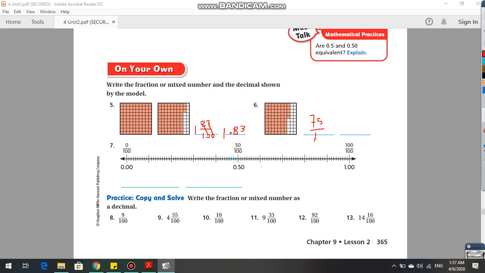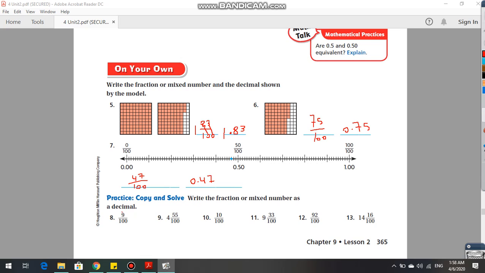So how I'm gonna write it as a decimal? I can say 0.75. Now here, this one actually it's easy. I'm not gonna count all this. I'm gonna just skip count backwards. So 50, before 50, 49, 48, 47. So it's 47 over what? Over 100. So how I'm gonna write it as a decimal? 0.47.